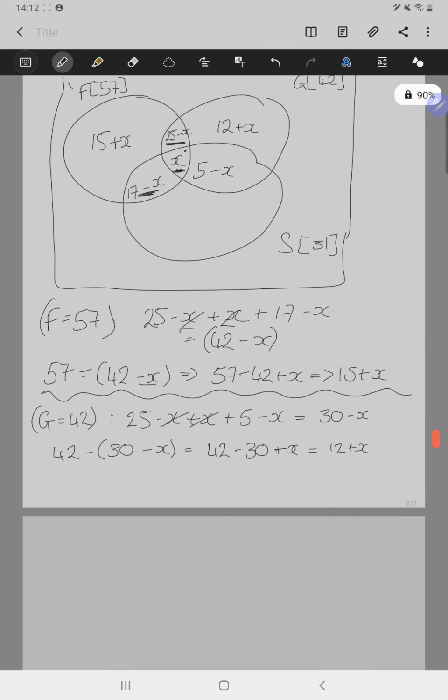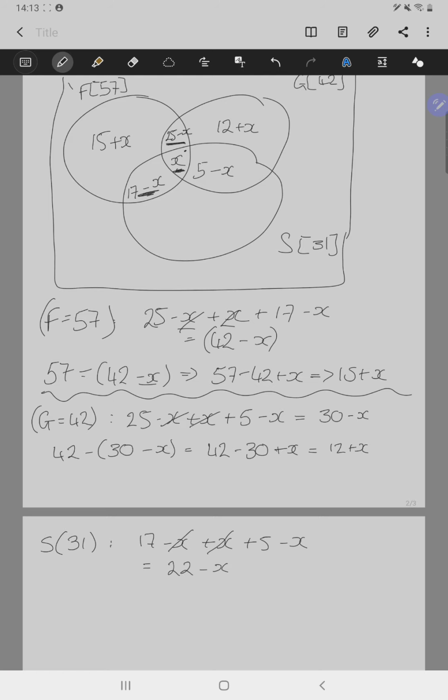If we look then at Spanish, so Spanish in total has 31 people. So far we have 17 minus x plus 5 minus x. So that will give us 22. A minus x and a plus x cancel. So that would give us 22 minus x.